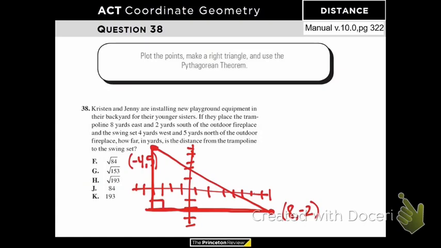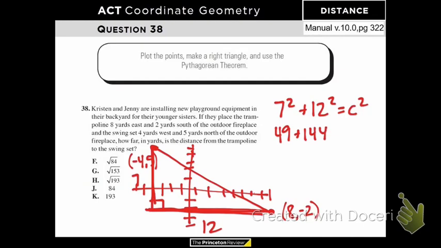So for my x value, or this line down here, I'm going from a negative 4 to a positive 8. And if I count, that gives me a total of 12 units. And then up and down here, I'm going from a negative 2 to a positive 5, which is a total of 7 units. So then to set up, I'll have 7 squared plus 12 squared equals c squared. So 49 plus 144 is equal to c squared. That is 193 equals c squared. And take my square root, and there I have my answer.